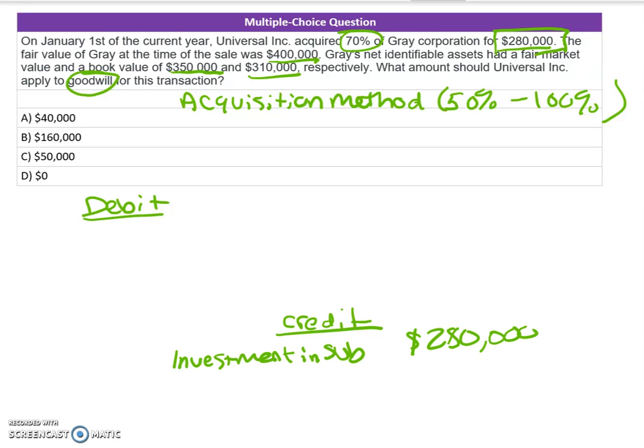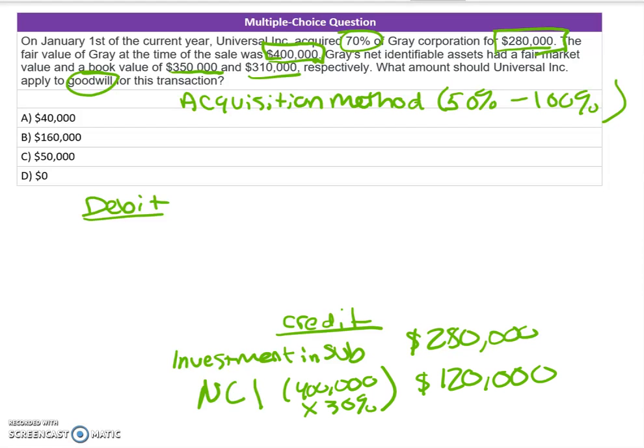And now we can determine our non-controlling interest. So our non-controlling interest is going to be the percentage of the fair value that we are not going to own. So that's going to be 30%. We're acquiring 70%. We don't own 30%. So 30% of the fair value being $400,000 is going to be $120,000. All right, so we know our credit side. Now we can attack our debit side.